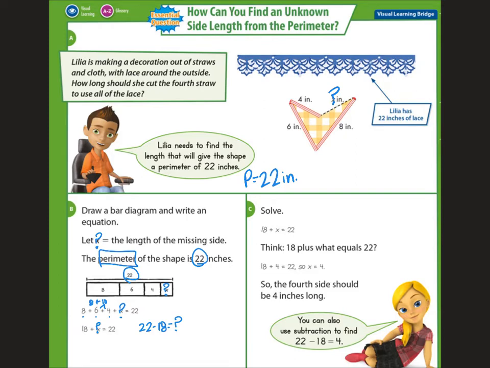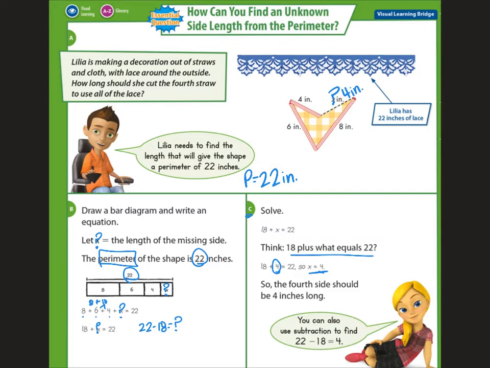All right, so you're going to come over here to step C. 18 plus what equals 22? 18 plus 4. So 4 is the fourth side, it should be 4 inches long.